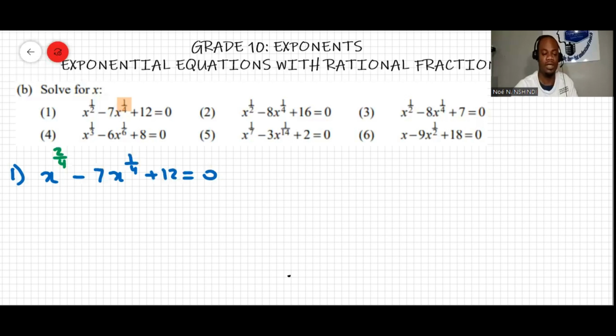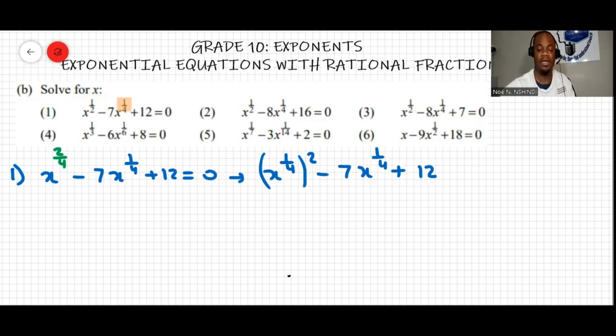You know that x to the power of 2 over 4 is like 2 multiplied by a quarter. It's like writing x to the power of a quarter raised to the power of 2. This is the same as that one, minus 7x to the power of a quarter, plus 12.